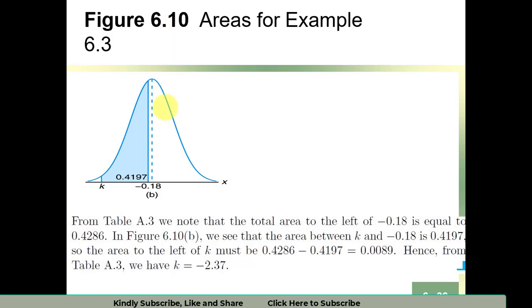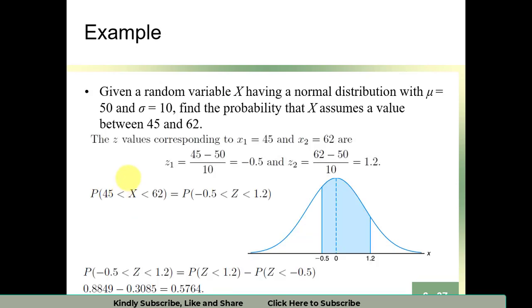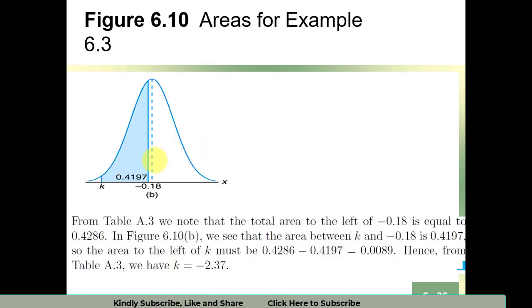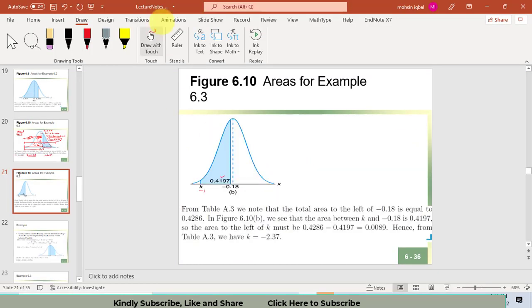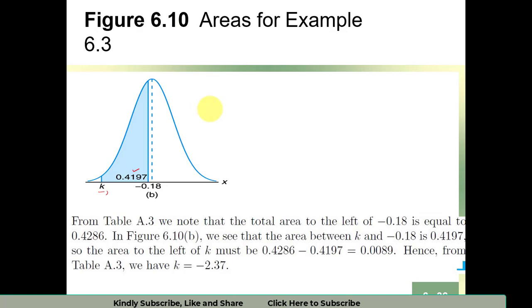This is the second problem. In this problem, it is told that 0.4197 area has been given between 2 points. One of the points is minus 0.18, and the second point is k, so it is unknown. It is basically our z value. Okay, so what I will have to do is again make a figure and gather information.